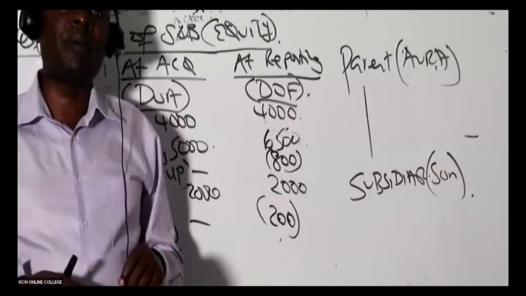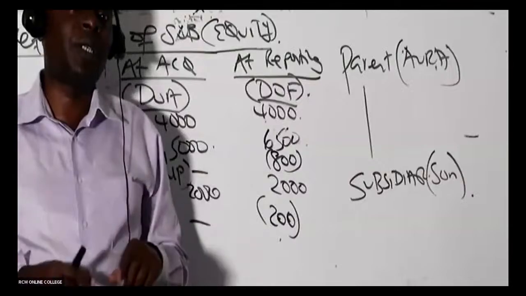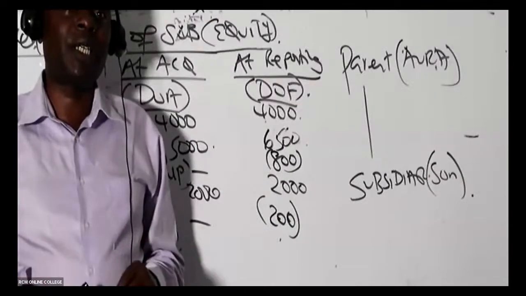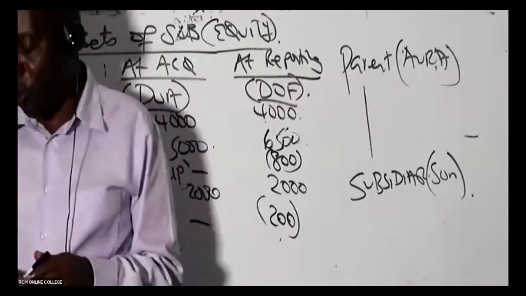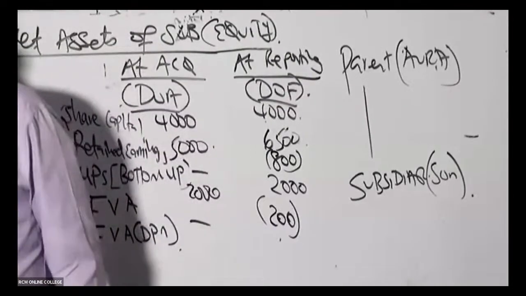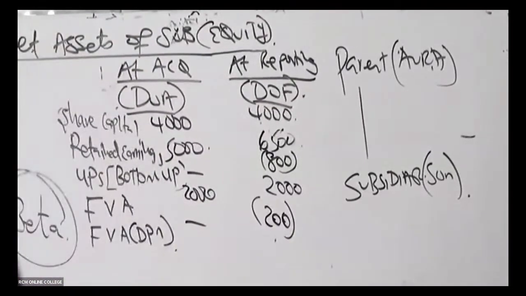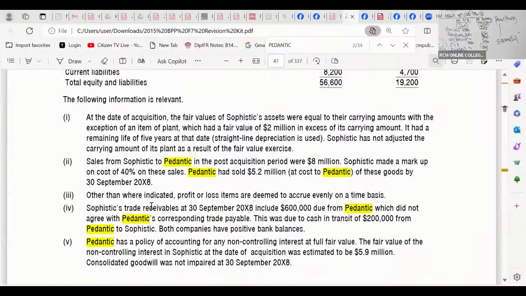So in this question, ladies and gentlemen, remember the son is Sophistic. Who sold in this case here to the other? Let's try to understand this. Who sold to the other? So in this question, let's see so that we can understand this once and for all. It's good this gentleman brought up this argument.